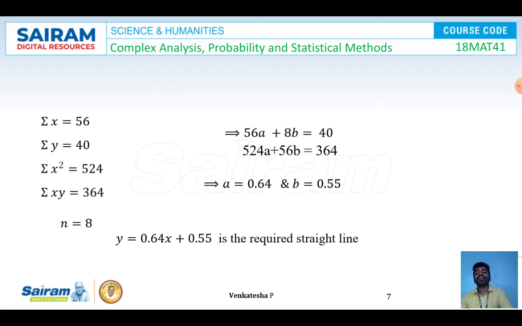Now I am going to replace these values in the normal equations. So I got the equations 56a + 8b = 40 and 524a + 56b = 364. This 8 has been obtained from n = 8. Now solving these equations in the calculator by using equation mode, go for two unknowns and replace all these values. On solving these two equations, we got a = 0.64 and b = 0.55. Now I am going to replace the values of a and b in the straight line equation. So y = 0.64x + 0.55 is the required straight line.